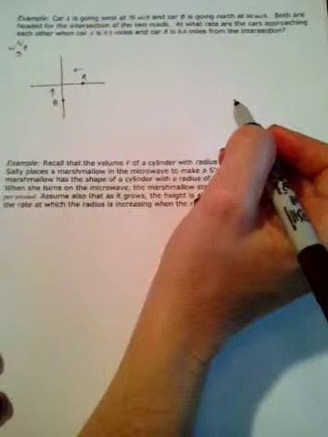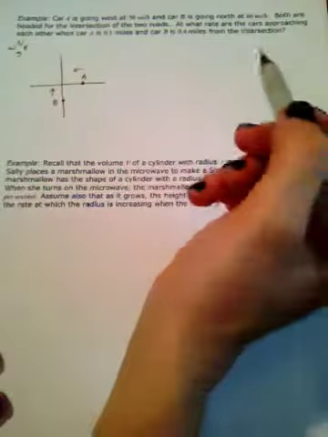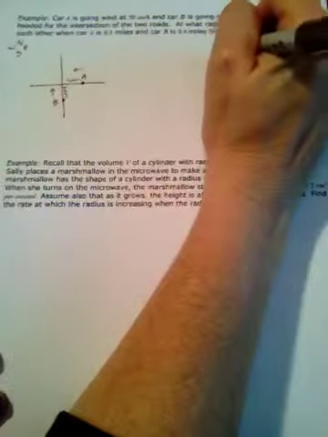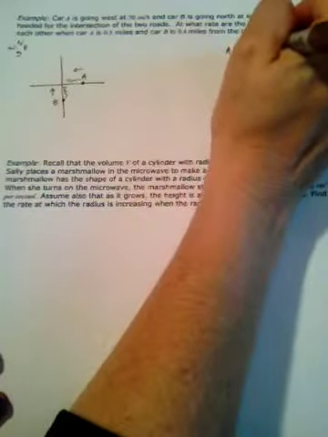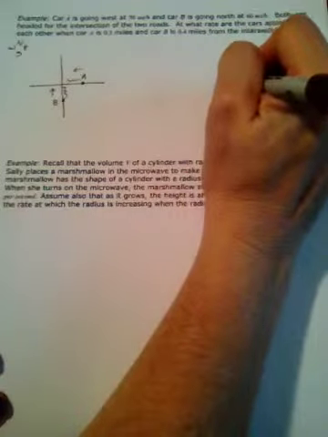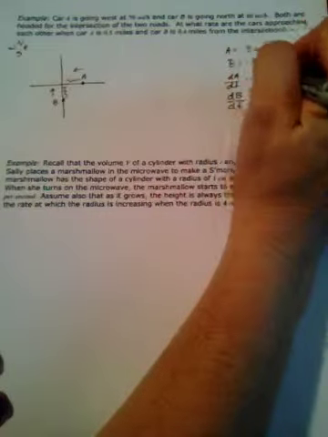At what rate are the cars approaching each other when car A is 0.3 miles and car B is 0.4 miles from the intersection? So I'm going to put a list of knowns and unknowns here. I'm going to call this distance obviously A and this distance B. So A is 0.3 miles. B is 0.4 miles. They also told me dA dt and dB dt. Okay, so dA dt, car A is going 50 miles per hour. dB dt, car B is going 60 miles per hour.